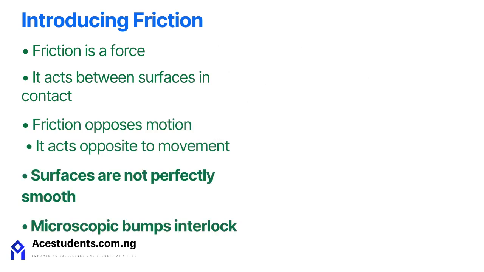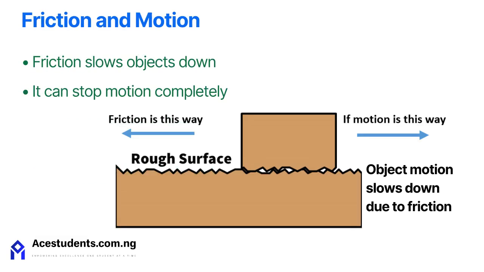Friction happens because surfaces are not perfectly smooth. Even smooth surfaces have tiny bumps that catch on each other. These bumps interlock and resist movement. Friction reduces the speed of moving objects. If friction is strong enough, it can bring an object to a complete stop.